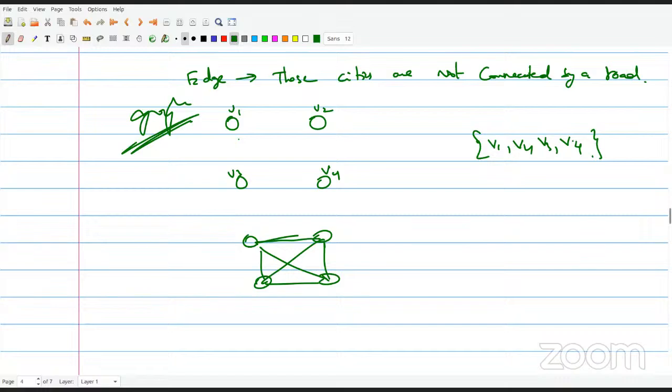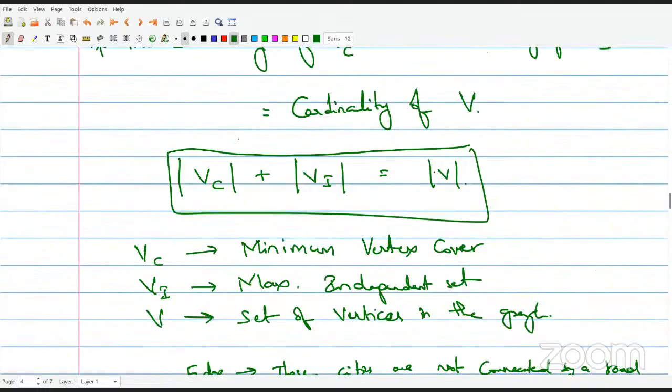Sir, in this example, the answer may differ between two students, right? Answer may differ between students. See, the vertex cover may be different. The vertices which you choose may be different, but the cardinality, the number, should be the same.